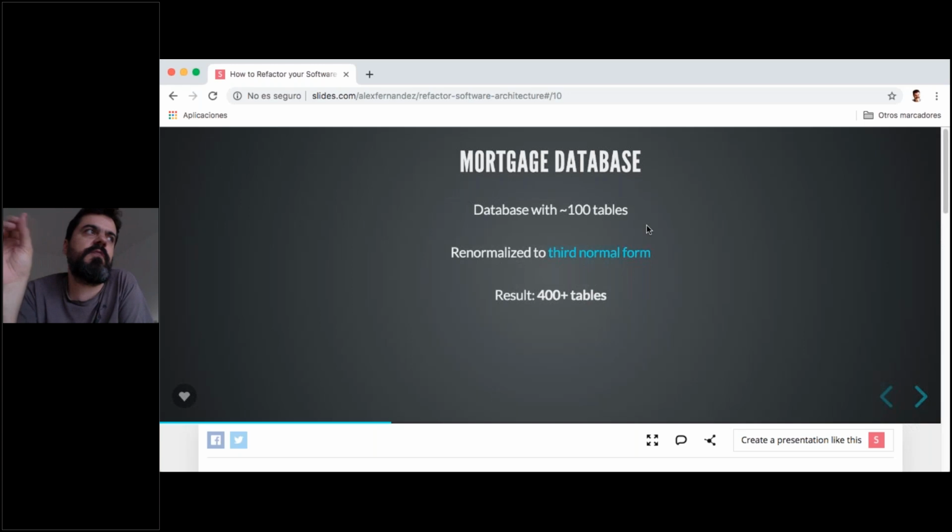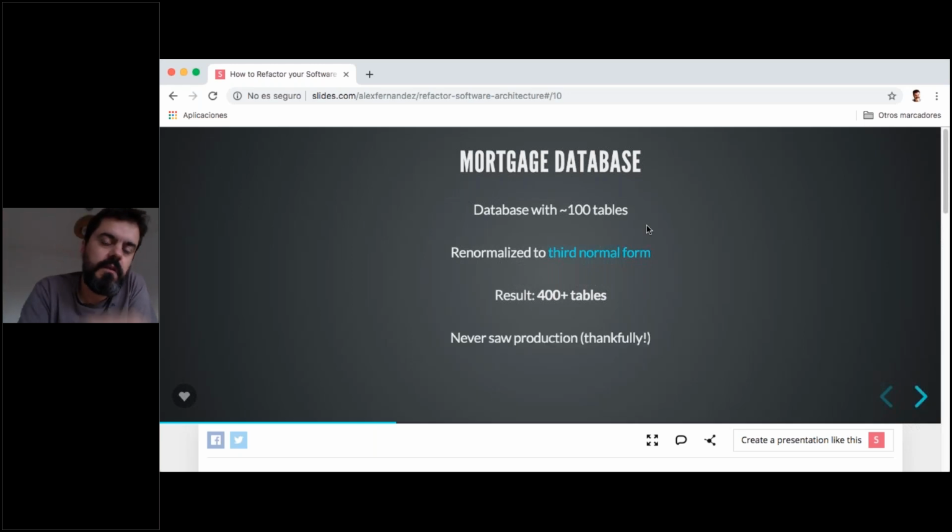Everything was specified in a table somewhere, but it was completely impossible to move around and find what you wanted. This system, thankfully, never saw production, but it would have been a complete mess. I can tell you that.